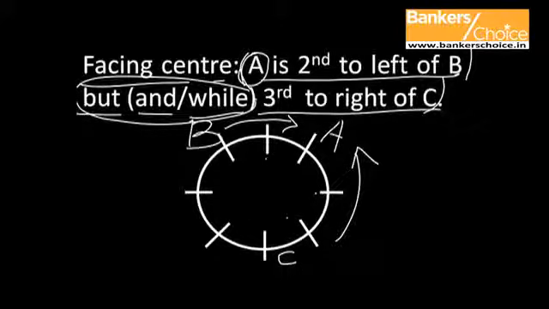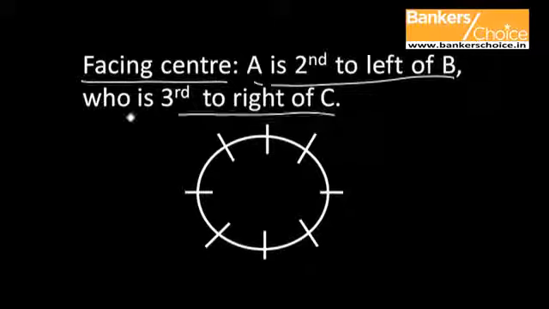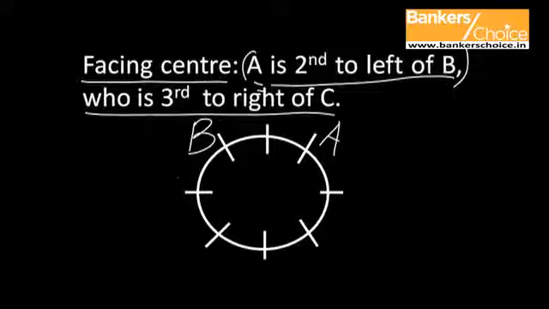Similarly, in case of persons facing center, if the statement is A is second to the left of B, who is third to the right of C, the persons A, B, C can be placed as follows. As A is second to the left of B and the persons are facing center, let us assume that B takes this place and A will come again in this position as he is towards the clockwise direction of B.